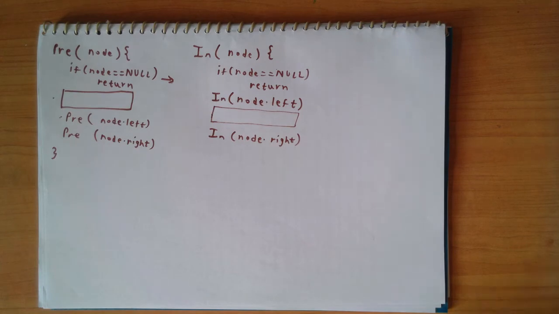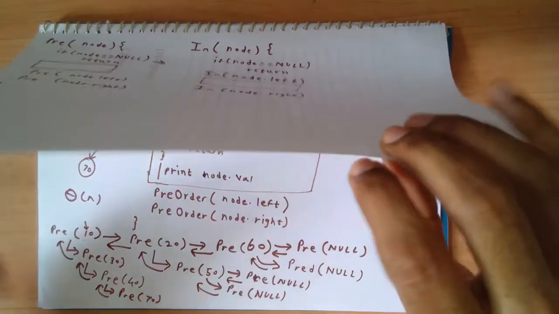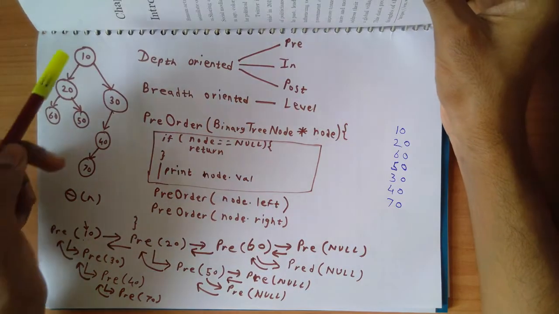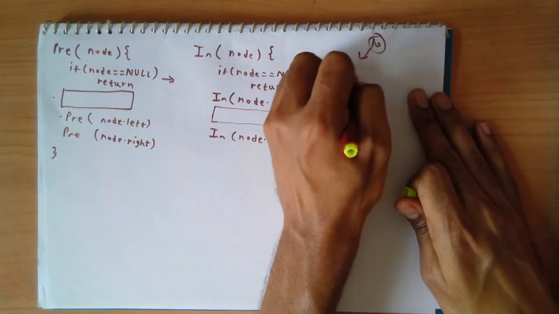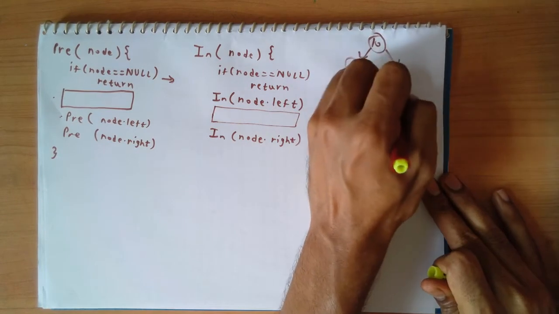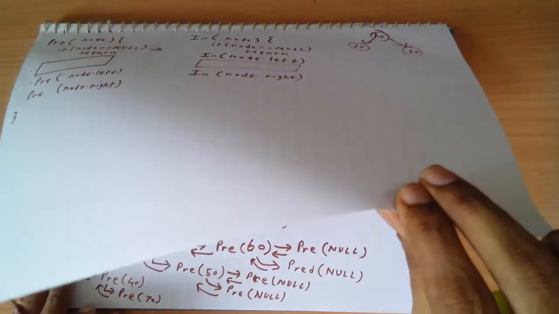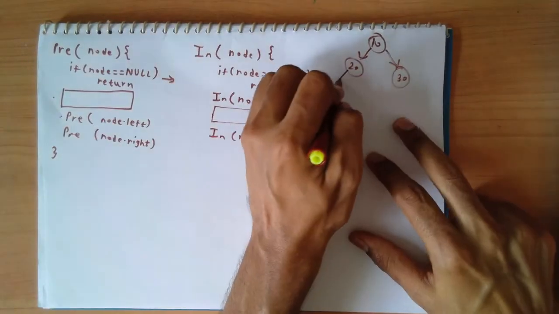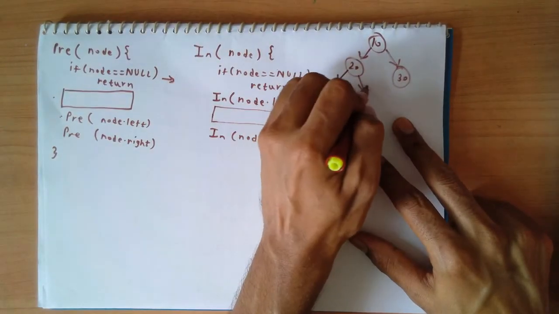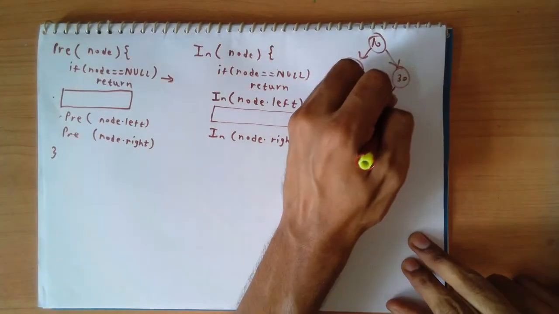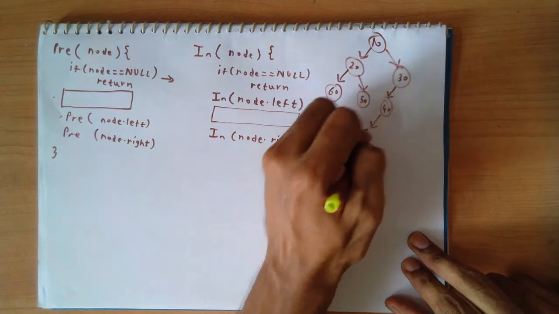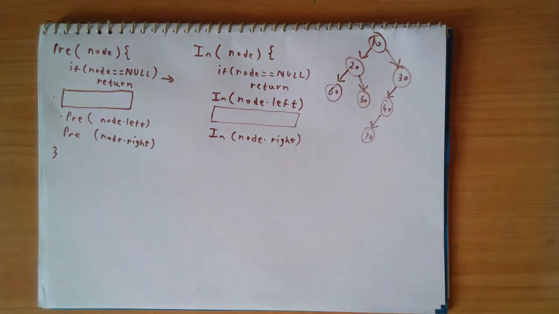Okay. So let's do it for the same tree that we were doing in the previous example. So let's have a tree with 10, 20, 30. Okay. So we have 10, 20 and 30, and then there is 60, 50, and then there is 40 and 70. Okay. So now let's see how the in-order traversal would work.